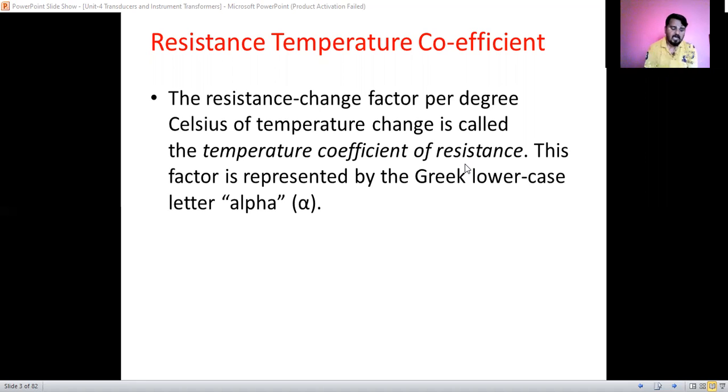So this RTC is represented by a Greek lowercase letter, alpha. Alpha, we are going to call it here. What is the unit of alpha? You have studied it in physics also, I think. Yes or no?